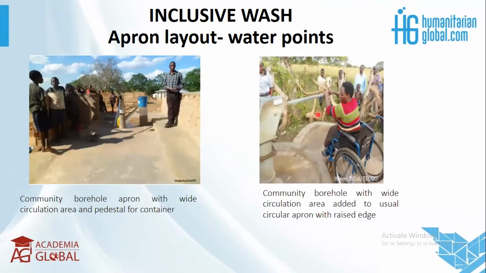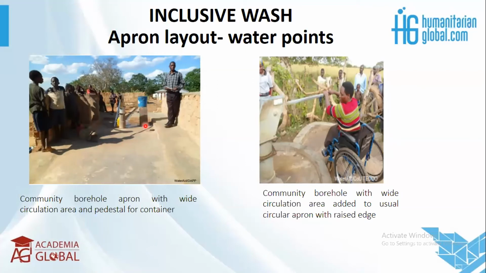In terms of water points, as I talked about before, if you look at this community borehole, it has a wide circulation area and a pedestal for the container. A wide circulation area is really for individuals who need to get water and have a wheelchair. So it has a good circulation area.